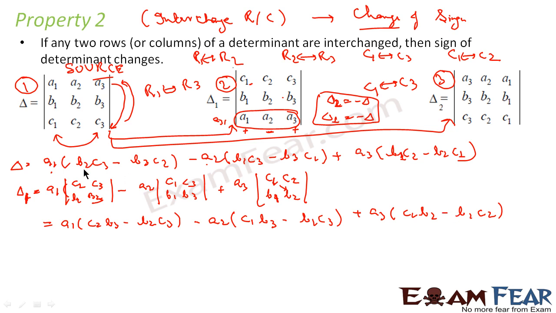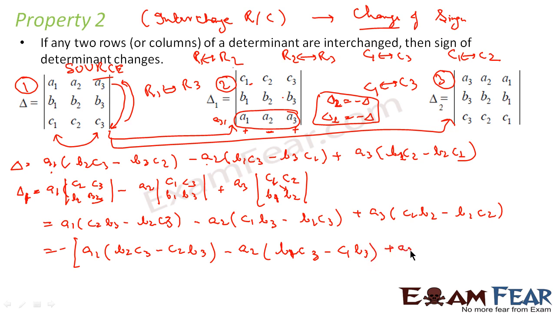If you compare these two, what you can see is this one is B2 C3 minus B3 C2, and here it is the reverse way, C2 B3 minus B2 C3. Similarly here also and here also. So I can write this by taking a big minus here: A1 into, you swap this because I took a minus, B2 C3 minus C2 B3, minus A2 into, same thing swapped, B1 C3 minus C1 B3, and plus A3 into, swap this also, B1 C2 minus C1 B2.